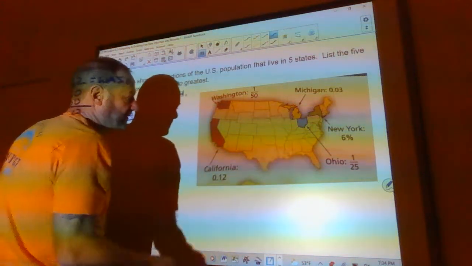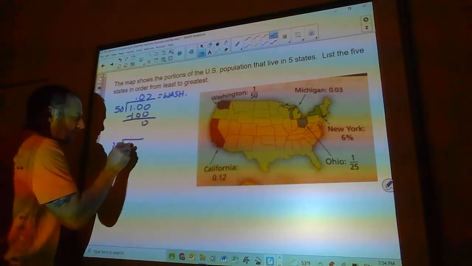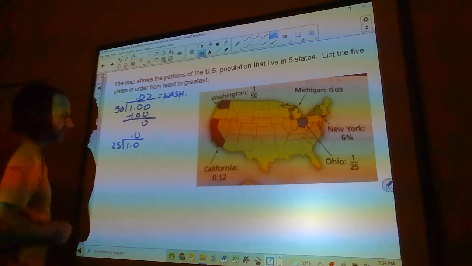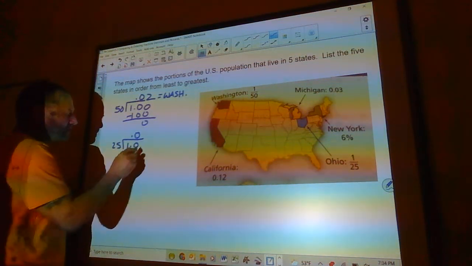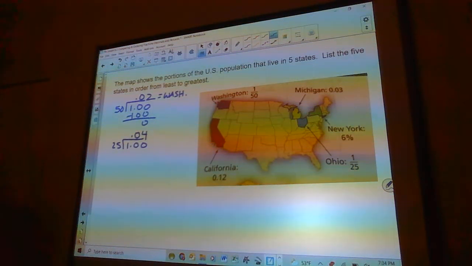New York has 6%. So we've got the 1/25th, we've got to figure that one out. So 25. How many times will that go into 1? It's going to go 4. So it's 4%. So the smallest then is definitely Washington.